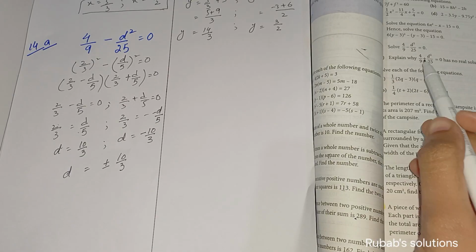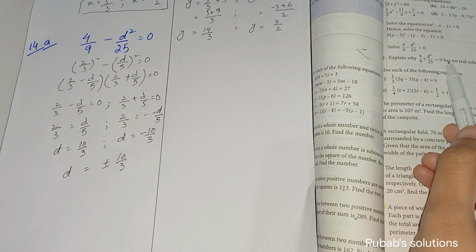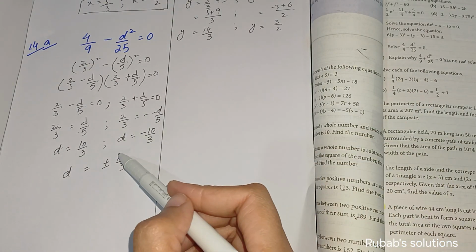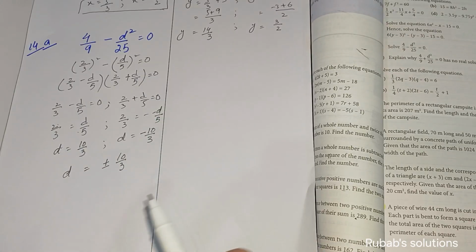And part B, they are asking to explain why it has no real solution. Because it is in fraction form, that's why it cannot have a real solution.